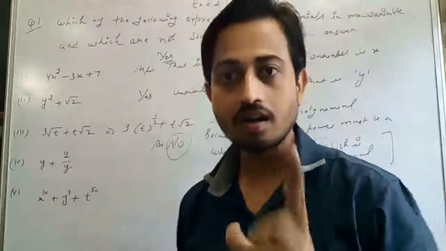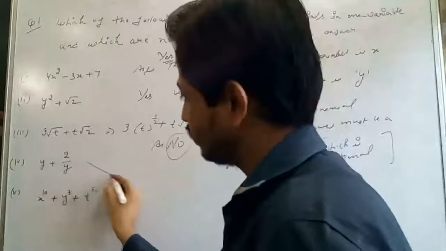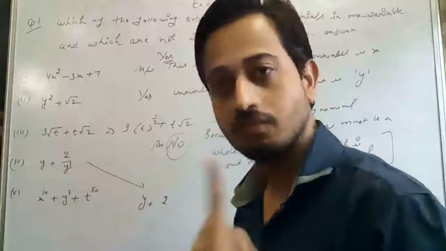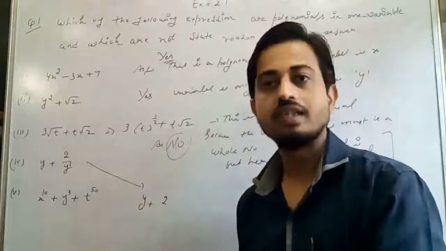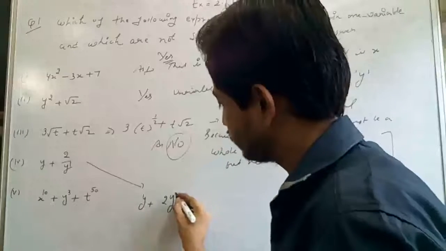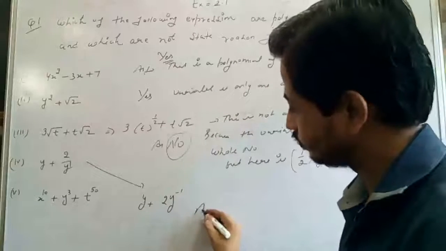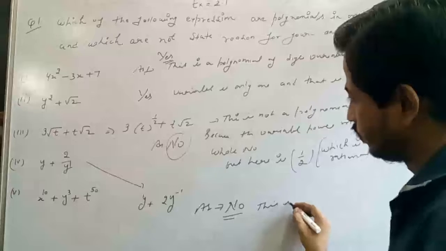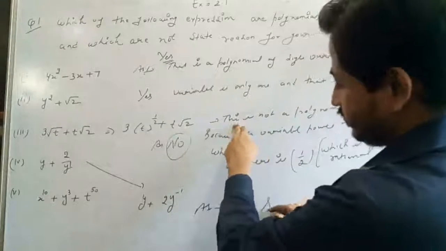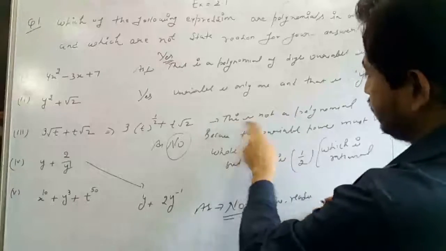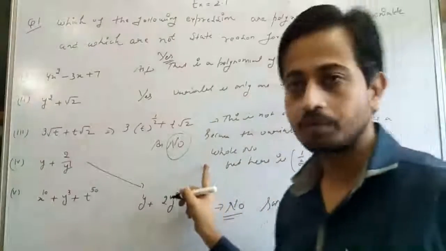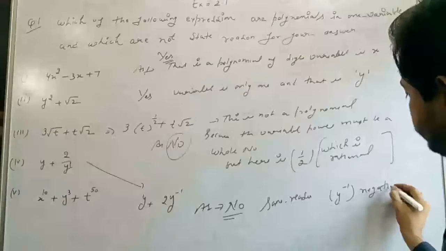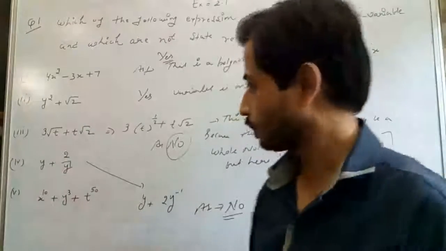Now look at the fourth. Is this one a polynomial or not? Again not, because we have to simplify this y plus 2. If the power is not specified, we take it as 1. So in this we have to take the y into the numerator, and the sign of the terms will be changed. So again the answer is no. This is not a polynomial. Same reason: the variable power may not be a whole number. This power is negative. So the answer is no.